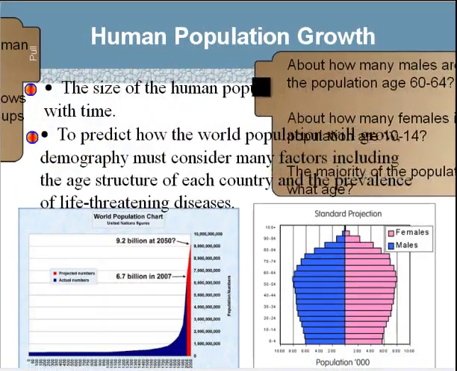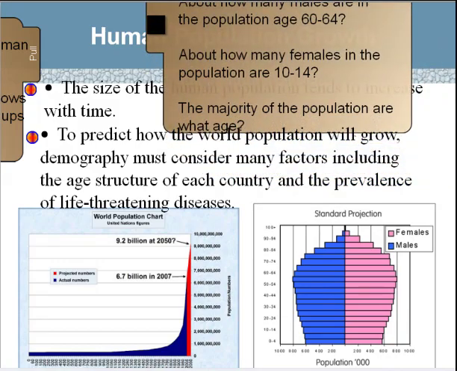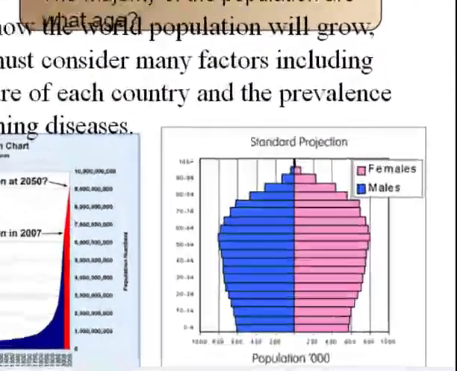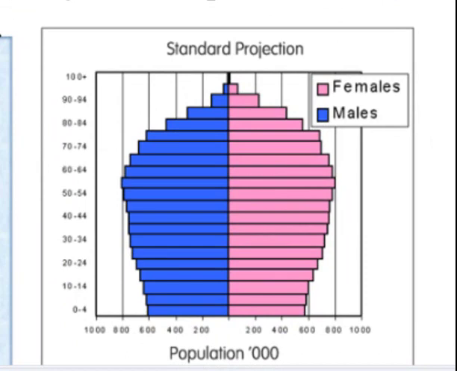And just to double check that we are understanding it, about how many males are in the population age 60 to 64? So we would look down to 60 to 64, see how far just that blue line goes out, follow it down, it would be about 800. Again, about how many females are in the population from ages 10 to 14? Now we're looking at the pink side, and we need to go to the 10 to 14 age range. Follow that across. That would tell us there's about 600.